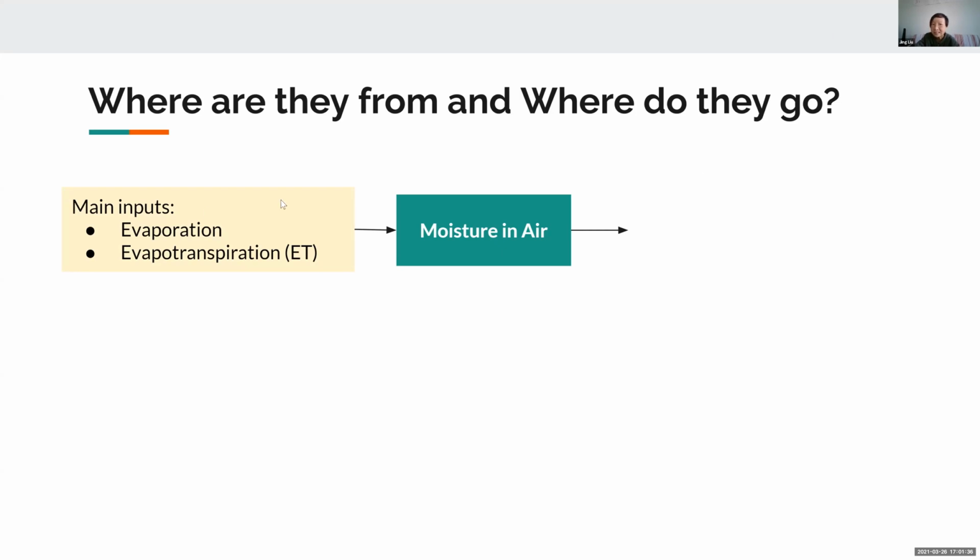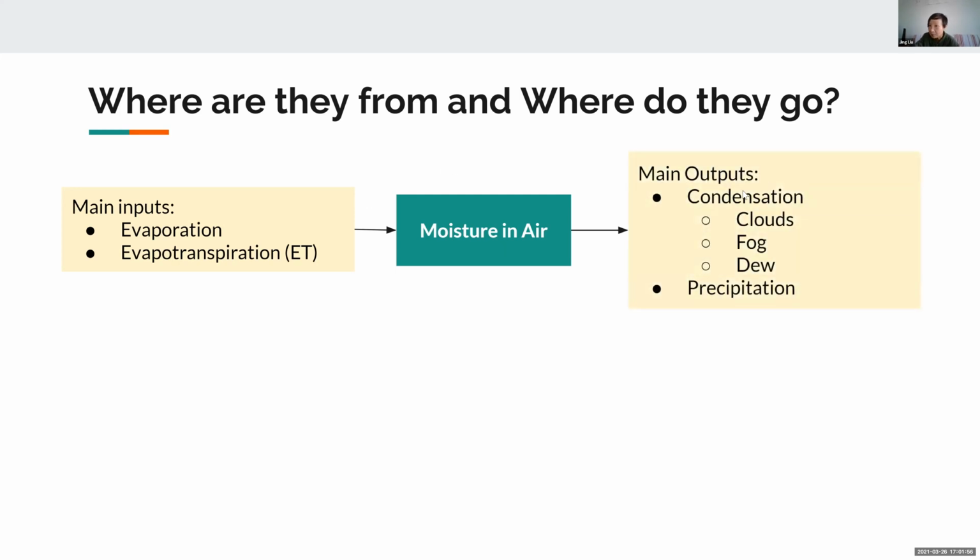So the main inputs for the moisture in the air are evaporation and evapotranspiration. This is more specific to the evaporation and transpiration from our plants, from our land. And the main output is condensation. That is the various phenomena you see in our atmosphere and close to the ground, including clouds, fog, dew, dew droplets, and also different types of precipitation.